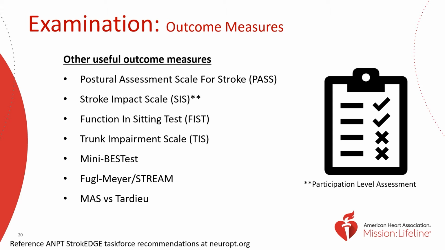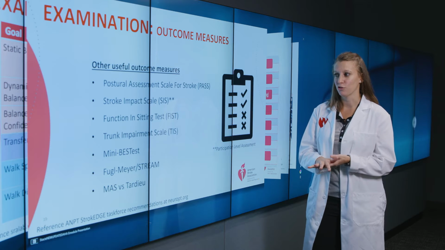For example, the PASS test, or the Postural Assessment Scale for Stroke. That test includes a lot of items that are already required for you to test for admission and discharge. And so by doing that assessment, sometimes you can get double the bang for your buck. You get a standardized outcome measure, you get testing that you already need to do, and it'll give you some data that can help you determine if your patient might be ambulatory after stroke.